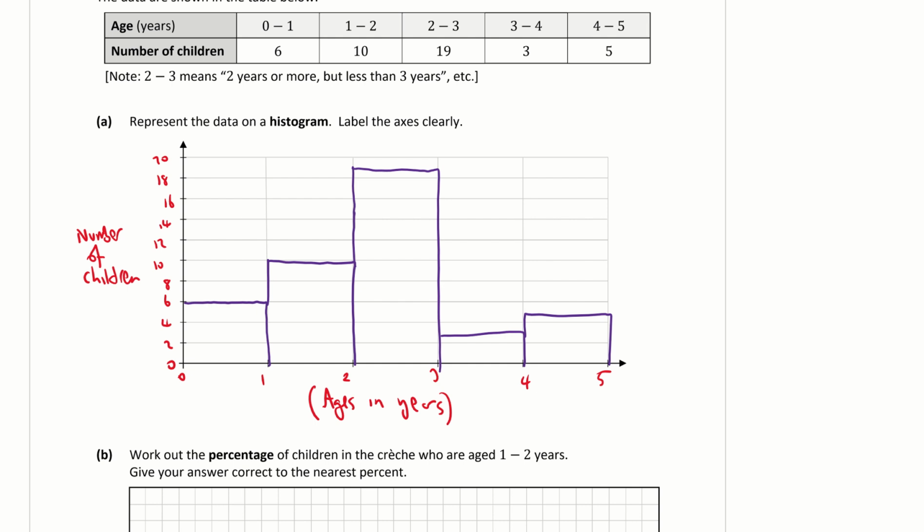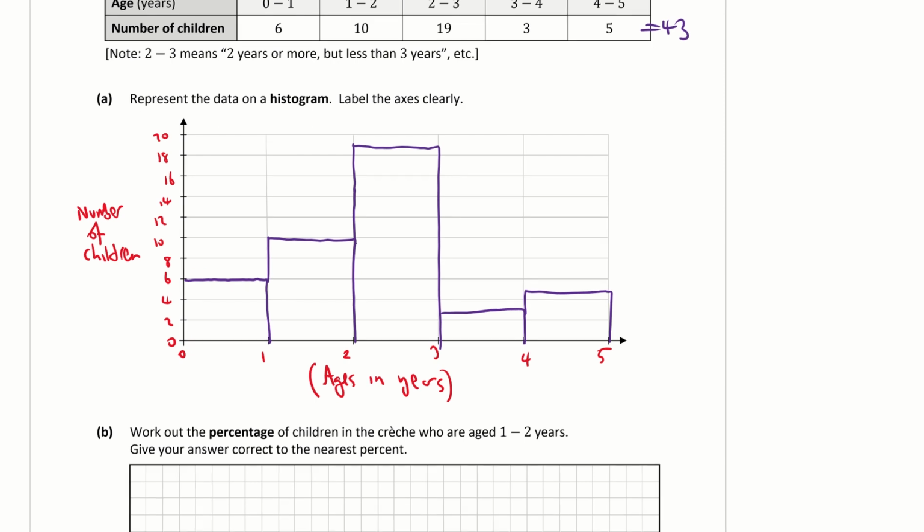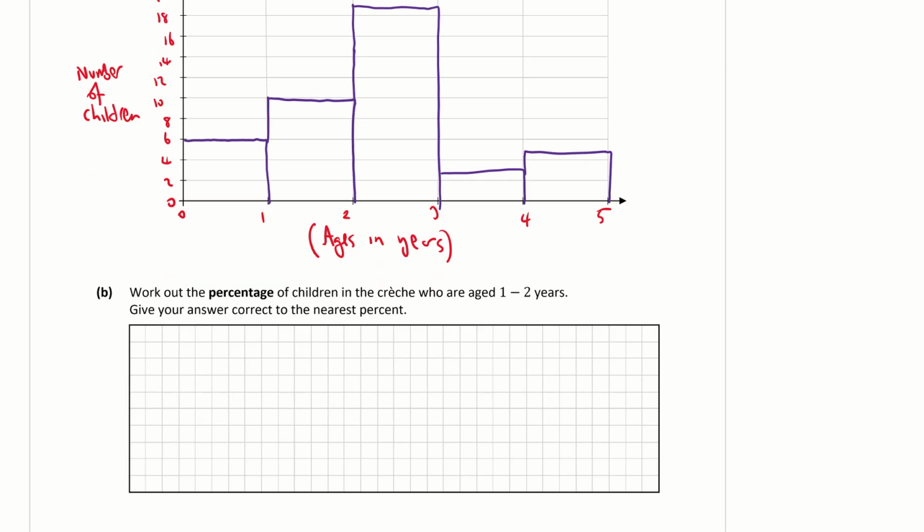2. So we're looking for children who are 1 to 2. That's these children here. So that's 10 children. We have a total of 43 children when you add these up together. So 6 plus 10 plus 19 plus 3 plus 5. So that's going to be 10 out of 43 children.